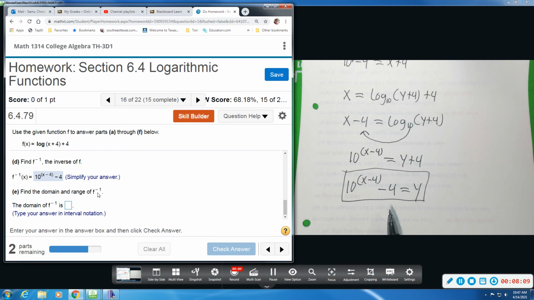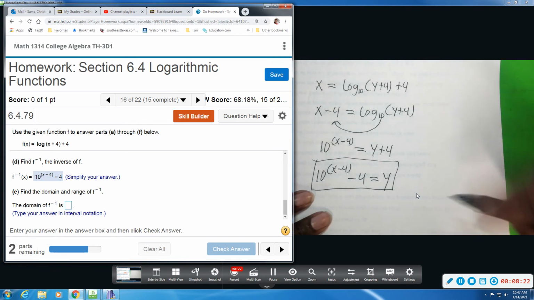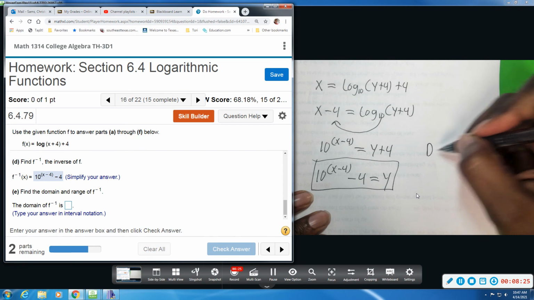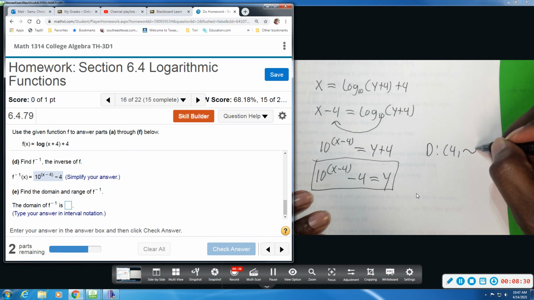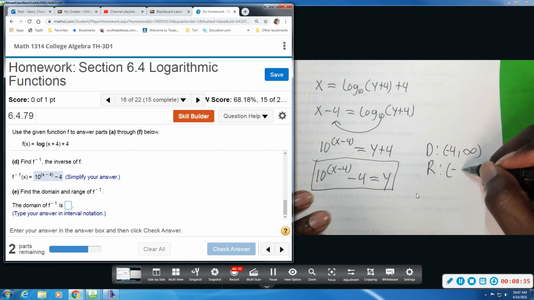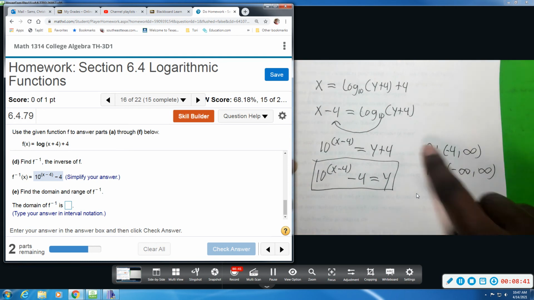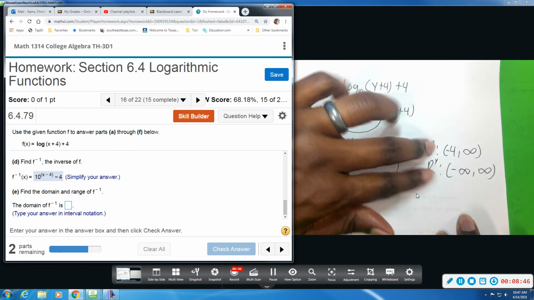All right, the domain and range. Okay, so in the text we saw it once, but the domain and range of the inverse are just the opposite of what they were for the original function. So when we did the original function, our domain was negative 4 to infinity, and the range was negative infinity to infinity. It was all real numbers. So when you change x and y, remember domain is associated with x, range is associated with y.